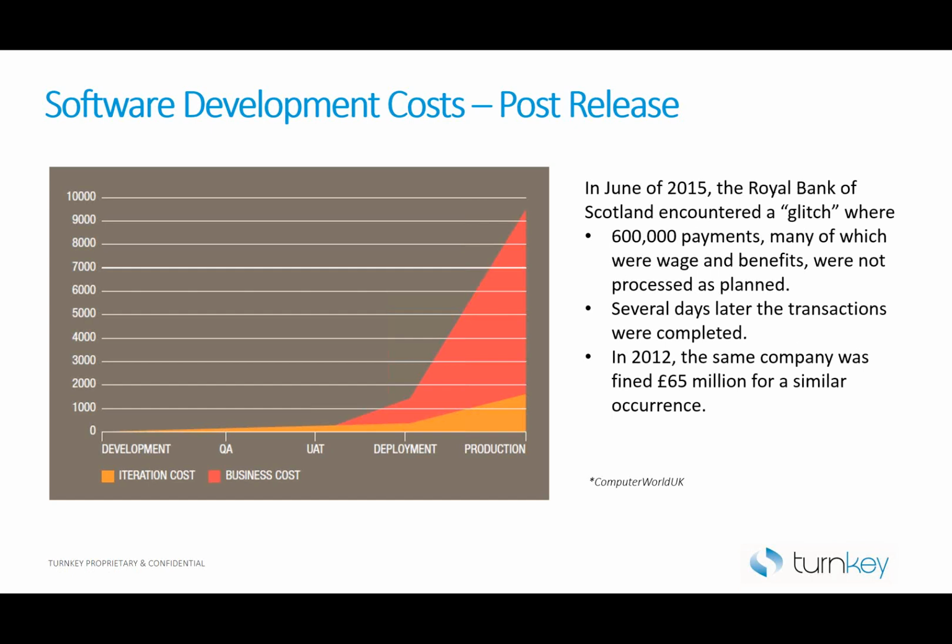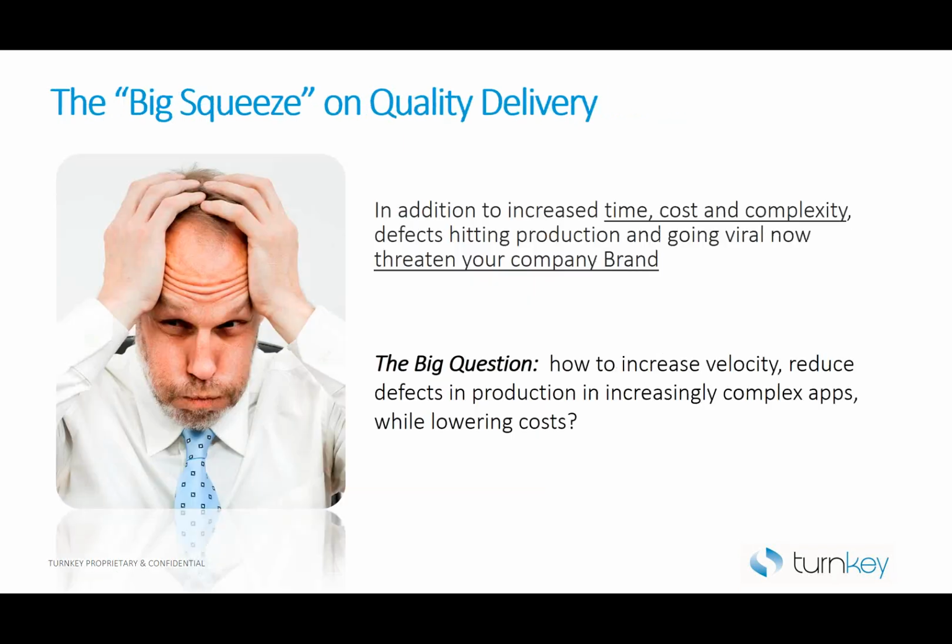In June of 2015, the Royal Bank of Scotland encountered a glitch where 600,000 payments were not processed as planned. It took several days for these transactions to get completed. Additionally, in 2012, the same company was fined over £65 million for a similar occurrence. As the previous examples show, not only do defects leaking into the production environment increase timelines, costs, and complexity to find the root cause, in today's technology-savvy world, any failure has the potential to go viral on numerous websites and media outlets that will ultimately threaten your corporate brand and customer loyalty.